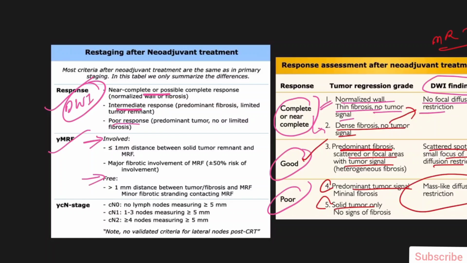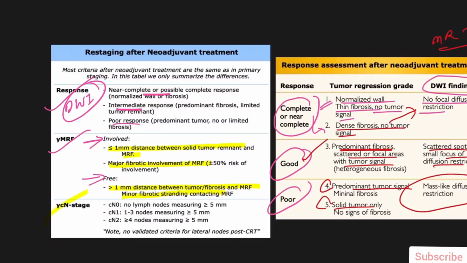Whenever there is less than or equal to 1 mm distance between the solid tumor remnant and MRF, MRF is involved, and whenever there is major fibrotic involvement, MRF is said to be involved. And when there is more than 1 mm distance between the tumor or fibrosis and MRF, and whenever there is minor fibrotic stranding contacting the MRF, MRF is said to be free.